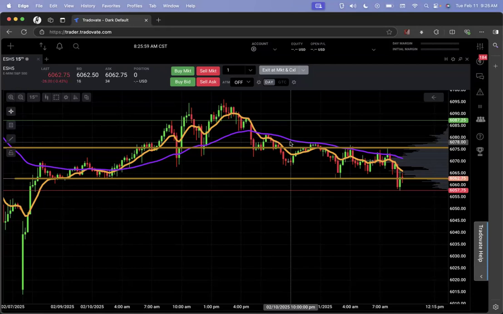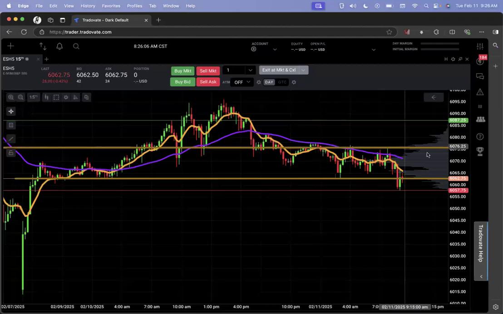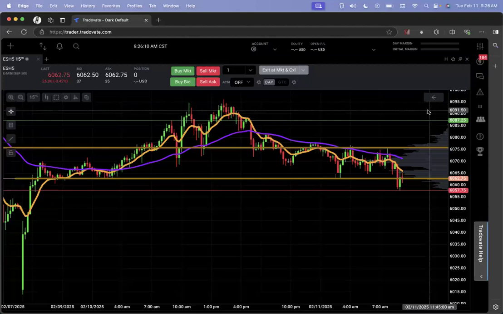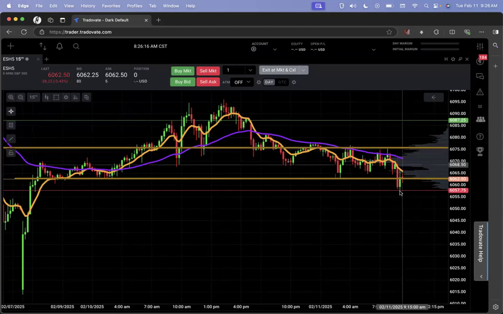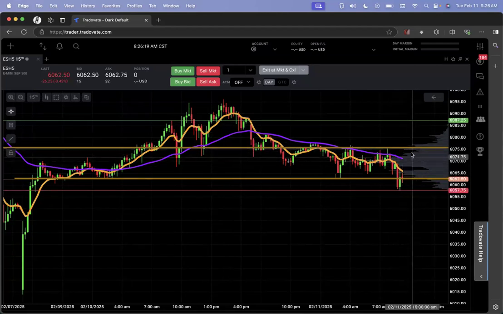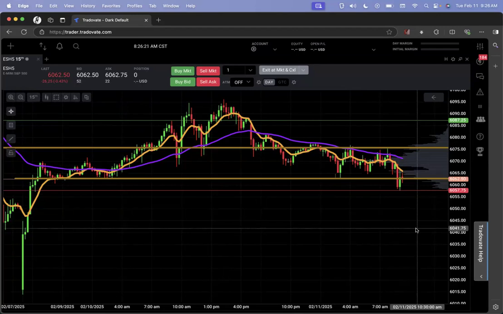If we do go up, we'd have to get over 60 75. If we do go up, we've got to go above 60 75 if we really want to get to new highs, especially up here. But we're going to have to break through that. If we don't break through 60 75, we're probably either going to range or dump back down to the downside past 60 60.